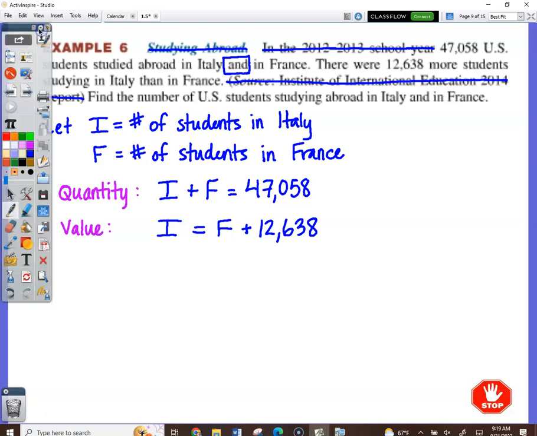You want to use substitution when you already have a value by itself and you can just come right up here and plug that in. You see it? It says right here that I is this. Well, where's I up here? It's right there. So plug this in there, and now you'll have an equation with only F as the variable, which means you can solve it. So we're going to solve by substitution.